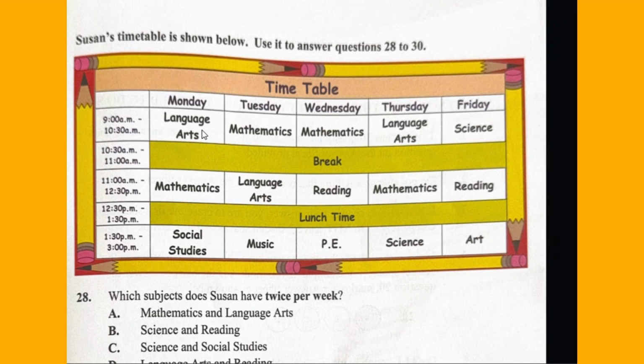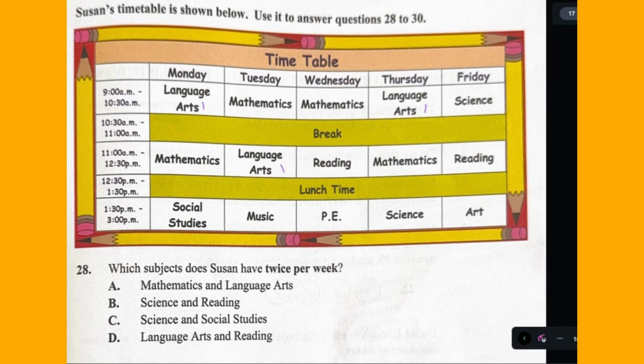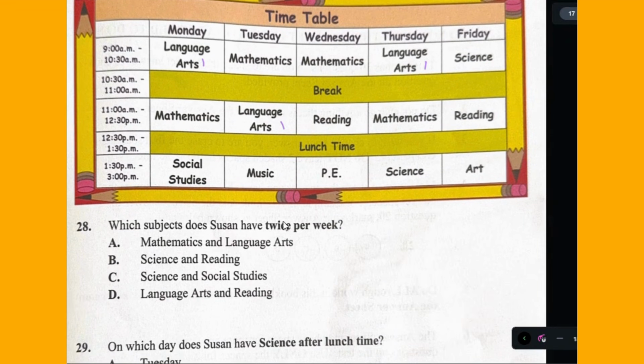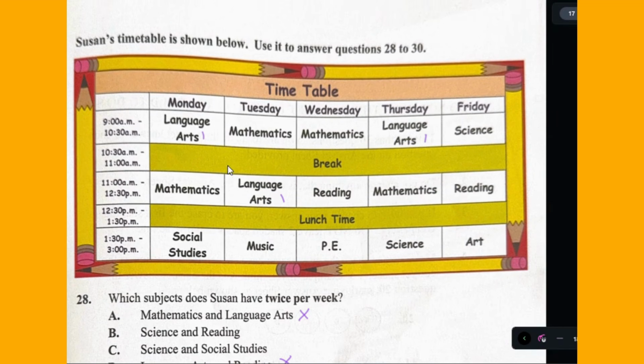So how many times are we seeing language arts? 1, 2, 3. So we're going to eliminate the answers with language arts. So it is not A and it is not D. Let us go again. We're not seeing any with math. So let us go to social studies. Social studies would be 1 time for the week. So we're going to eliminate the option with social studies.